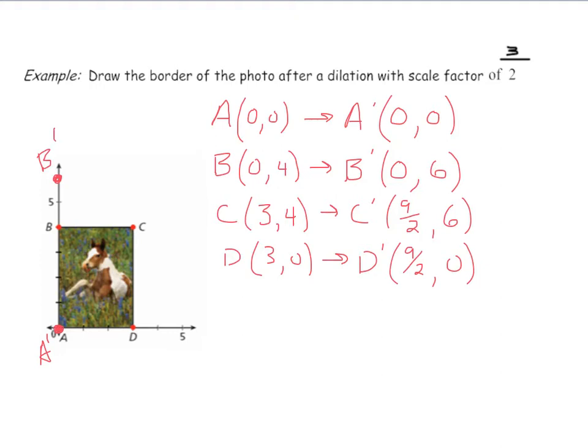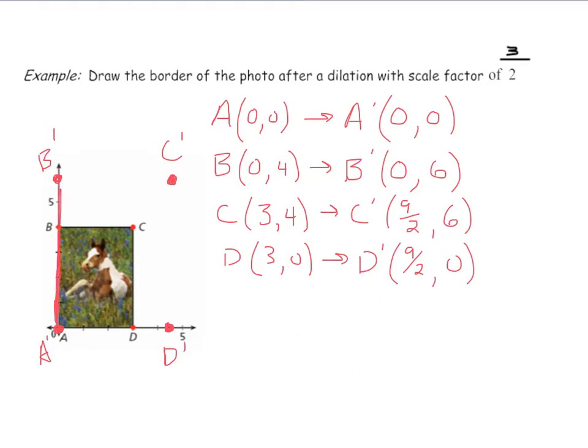The next one is C prime, and C prime is 9 halves, comma 6. 9 halves is the same thing as 4.5. So I'm going to go to 4.5, and then I'm going to go all the way up to 6. So I should be somewhere right around there. Put a C prime down, and the last one was D prime, and that was 9 halves, comma 0, or 4.5, comma 0.